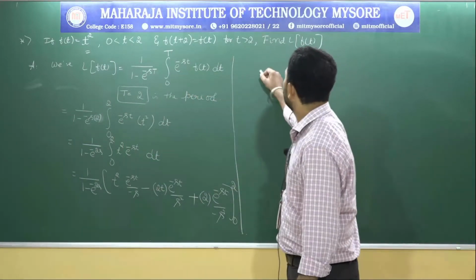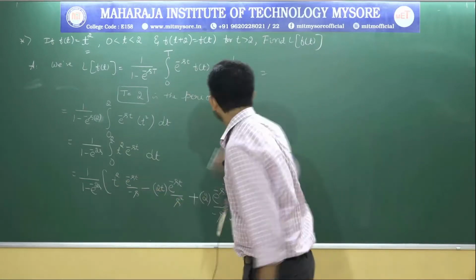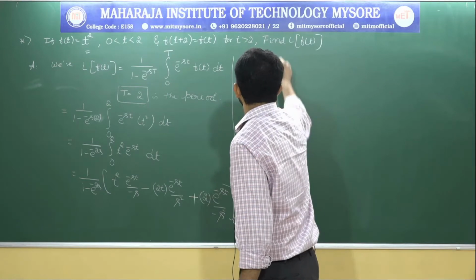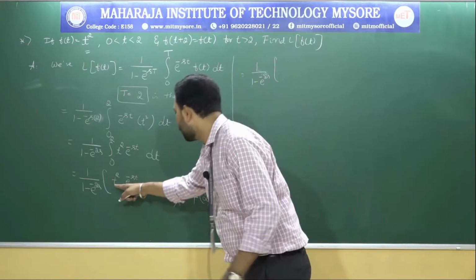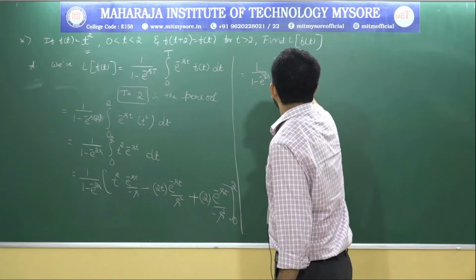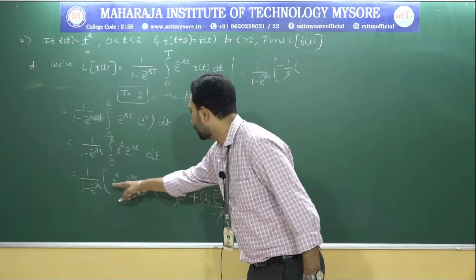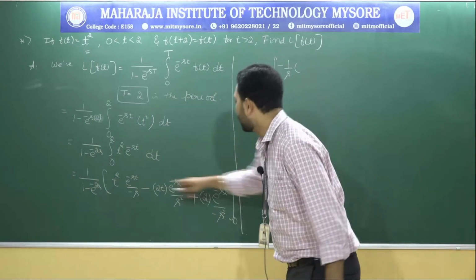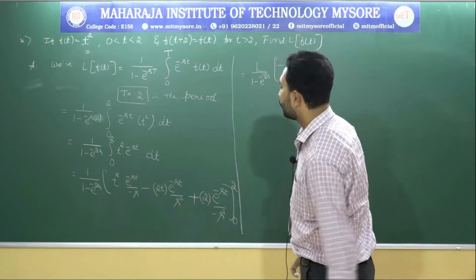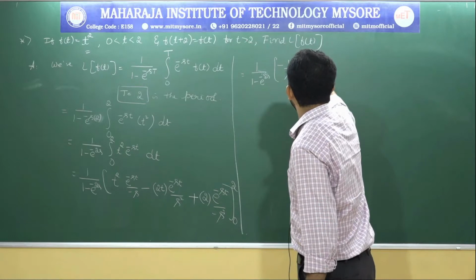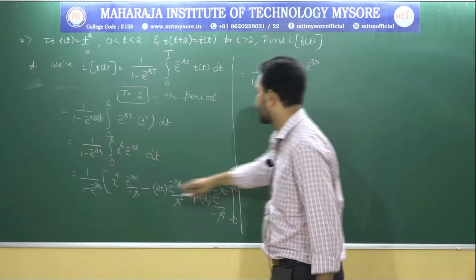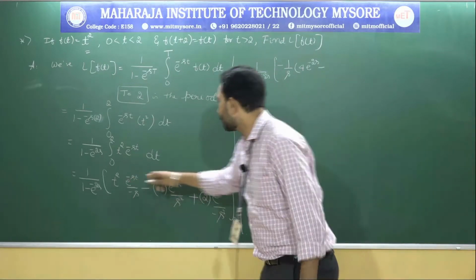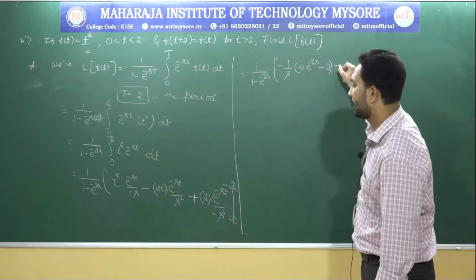So give the limits, upper limit: 1 over 1 minus e power minus 2s into, if I give the upper limit here, minus 1 by s common, take 1 minus 1 by s constant, take it outside. If I put t equals 2, it is 4 into e power minus 2s, t square is 4, e power minus 2s, minus lower limit 0 into anything is 0.